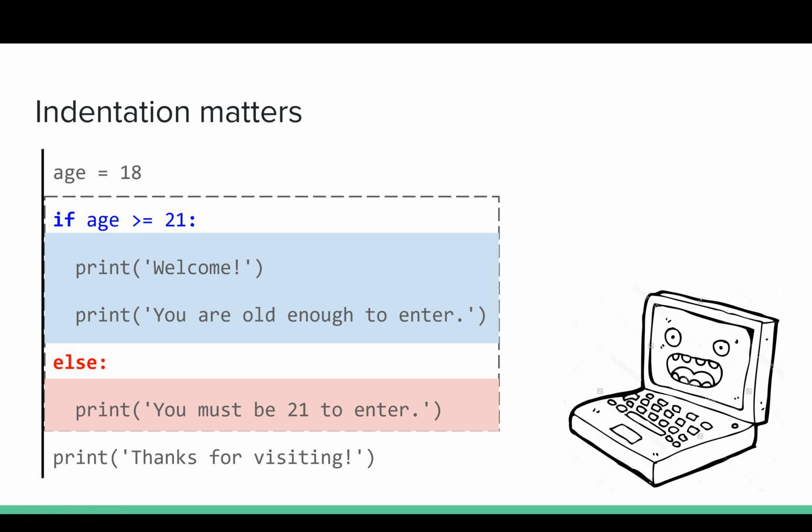So here is an example. Indentation is important. We have a variable age, 18. If age is greater than or equal to 21, we print welcome, you are old enough to enter. Else, you must be 21 to enter. And thanks for visiting. So in this case, age is 18.